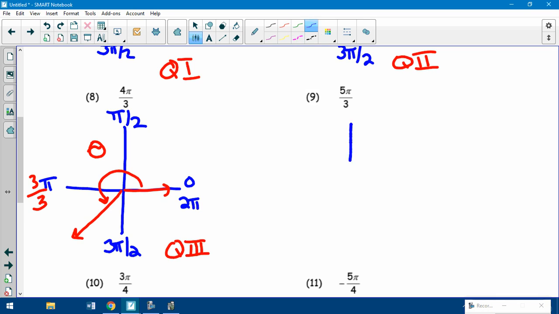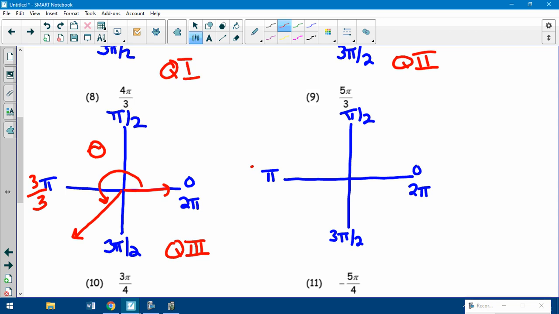Where's 5 pi over 3 going to be? Label it. You can think of it as 5 pizza slices, or you can say I'm over 3, so this is 3 pi over 3. I've got to go to 5, which is way past that. 2 pi we said is the same as 6 pi over 3, because 6 divided by 3 is 2. And 5 pi is just 1 before 6. So if I'm 1 before that, and I was rotating around, I would end up right there, and I'd be in quadrant 4.